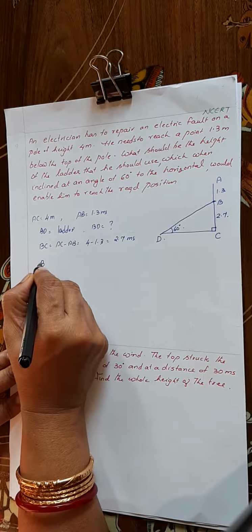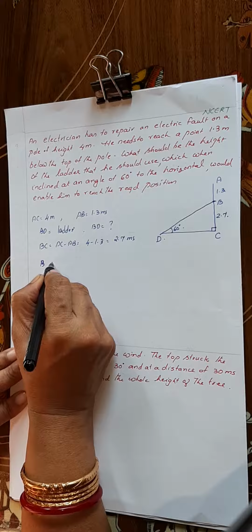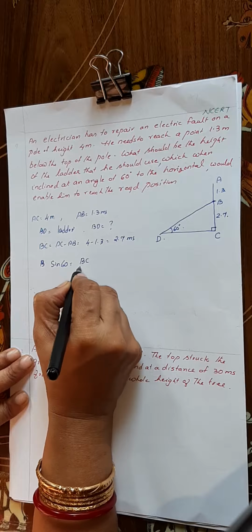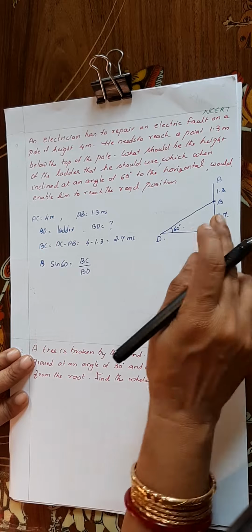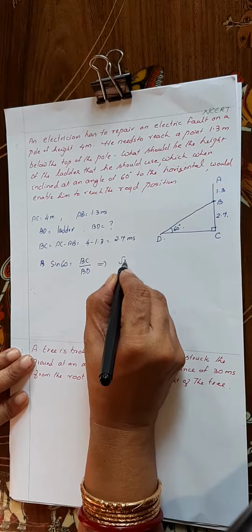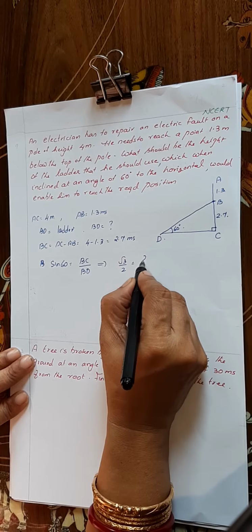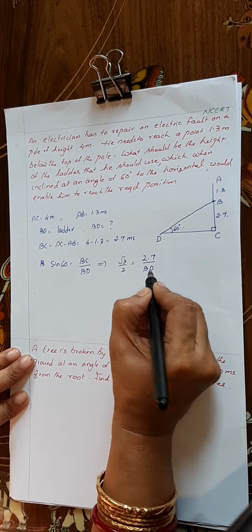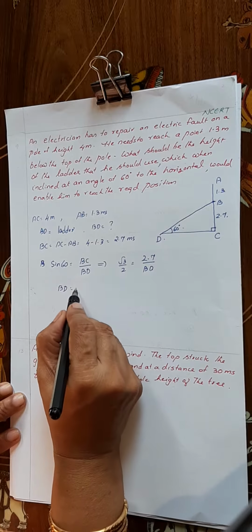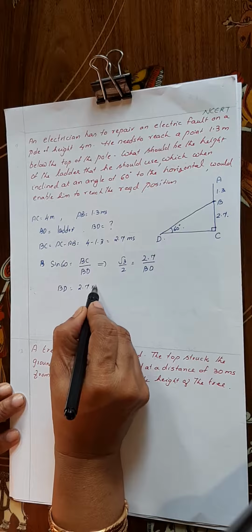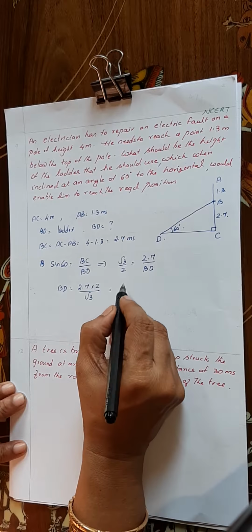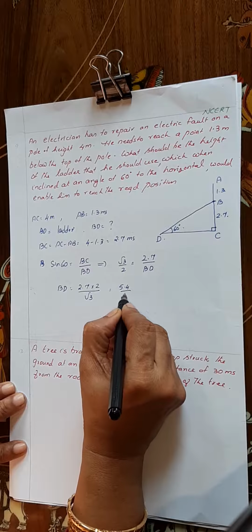BD is equal to, so sin 60 is equal to BC by BD. Opposite side by hypotenuse. So sin 60 is root 3 by 2 is equal to 2.7 by BD. So BD is equal to 2.7 into 2 by root 3. So 5.4 by root 3.